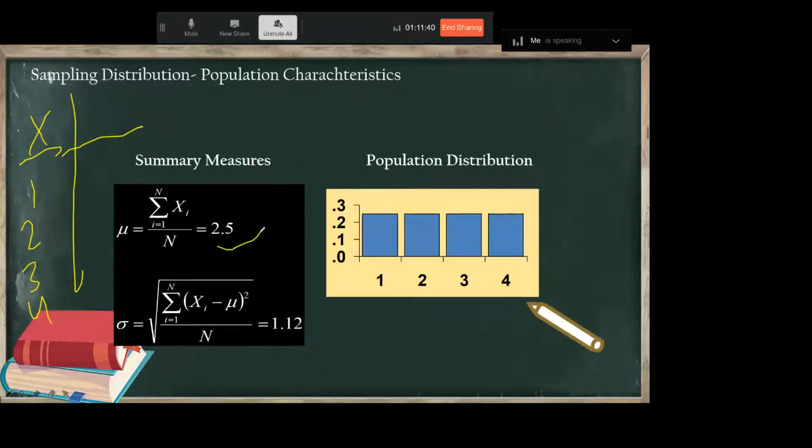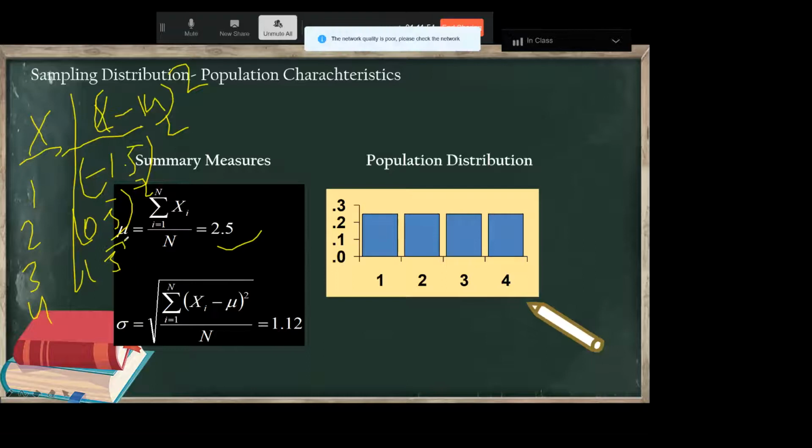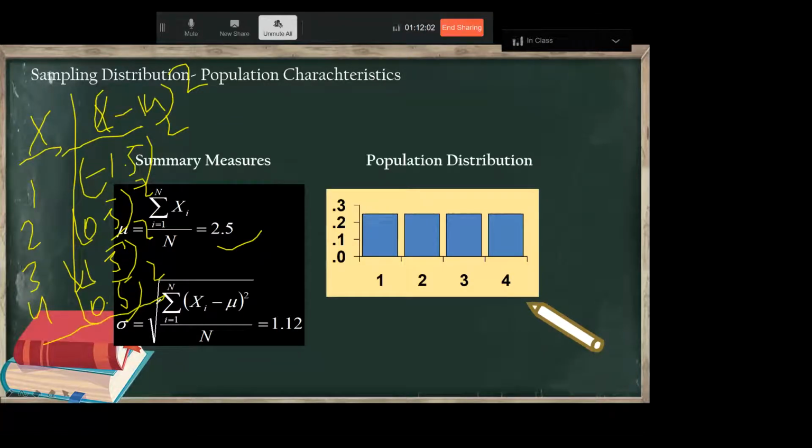We already have extracted. Now here you can extract x minus mu square. So 1 minus 2.5 is minus 1.5 square, right? It's 0.5 square. It's 1.5 square. It's 0.5 square. Yeah. So when you calculate it, you can sum it and you can divide it by n, you can get this 1.12.